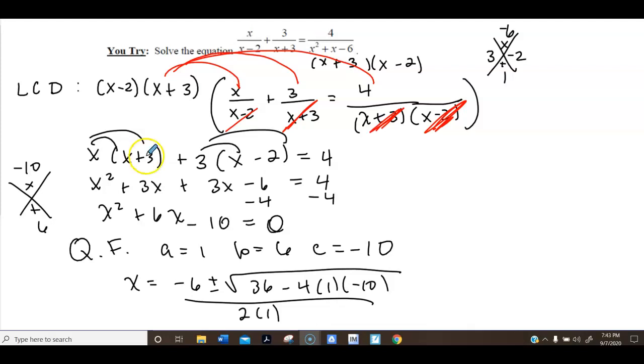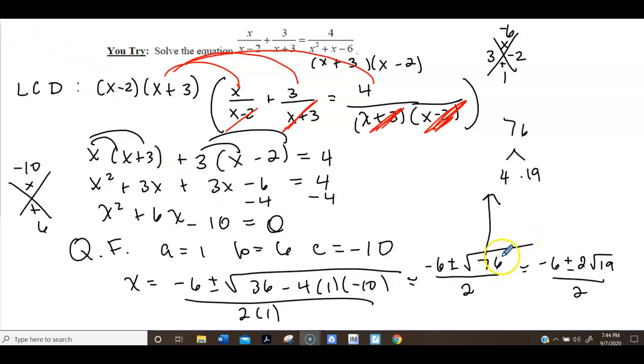X equals the opposite of B plus or minus the square root of B squared minus 4AC all over 2A. So simplify. Careful with your signs. A negative times a negative is a positive. 40 plus 36 is 76. Don't forget to simplify this square root. 76 is 4 times 19, and the square root of 4 is 2. So this is 2 root 19 over 2.